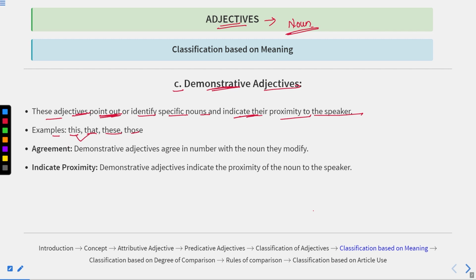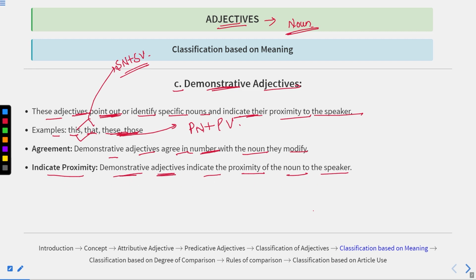This and that are used for a singular noun, and a singular verb is used with these two demonstratives, whereas after these and those, we use a plural noun and after that a plural verb. These and those refer to plurals, whereas this and that refer to singular. Demonstrative adjectives agree in number with the noun they modify. They indicate the proximity of the noun to the speaker.